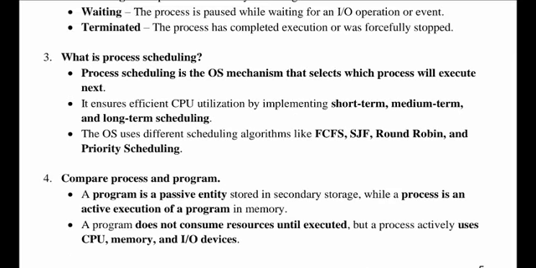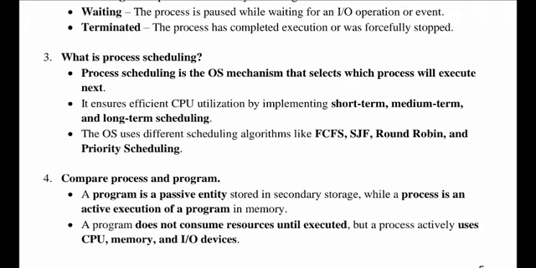Coming to the third question, what is process scheduling? Process scheduling is the operating system mechanism that selects which process will execute next. It ensures efficient CPU utilization by implementing short-term, medium-term, and long-term scheduling. The OS uses different scheduling algorithms like FCFS, SJF, and round robin, and also priority scheduling.